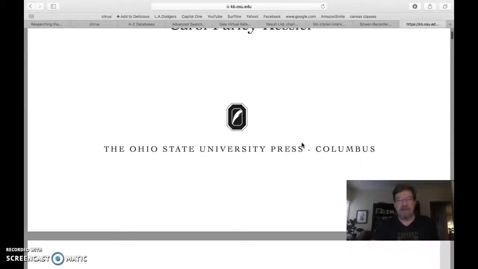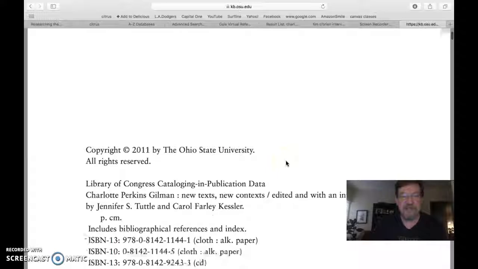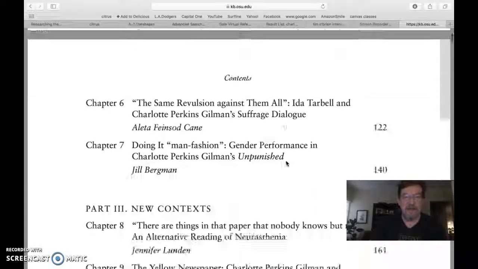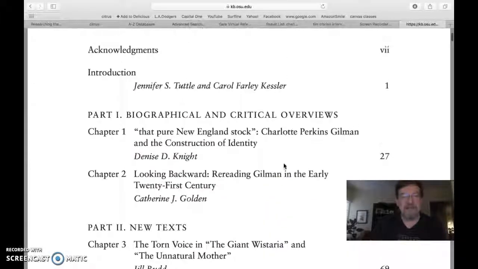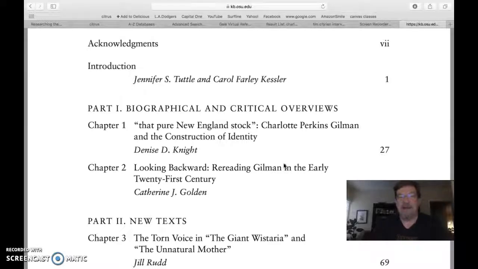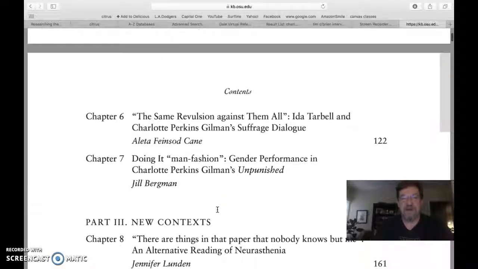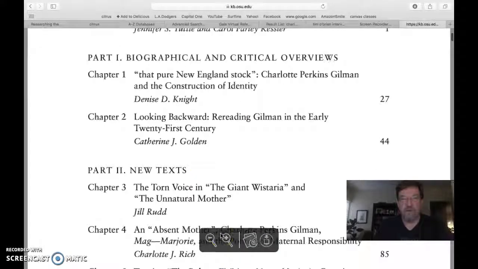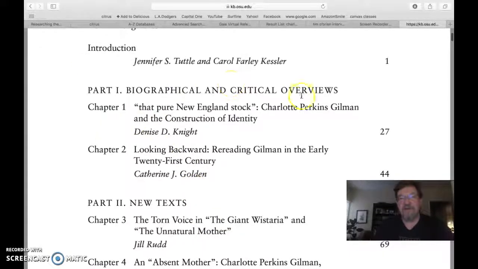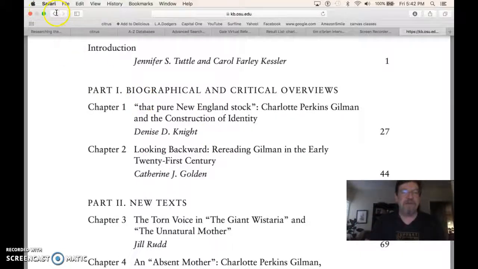Here's an entire book online from Ohio State University Press. Certainly a good source. From looking at something like this, yeah, this is the kind of thing that I think I would want. I've got a lot of different information here that starts getting into, again, critical appreciation of her work. But in the first part, biographical and critical overviews, I think these two chapters are places where I could actually find specific information about her life. So that's kind of what I want.